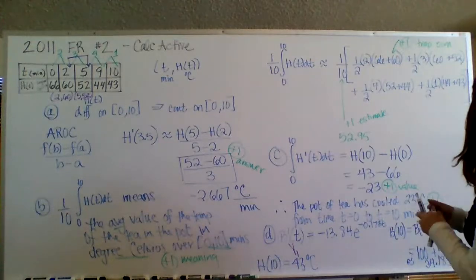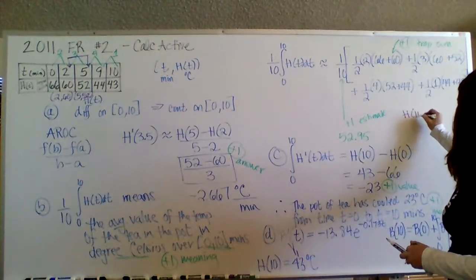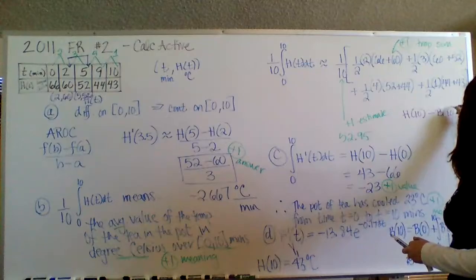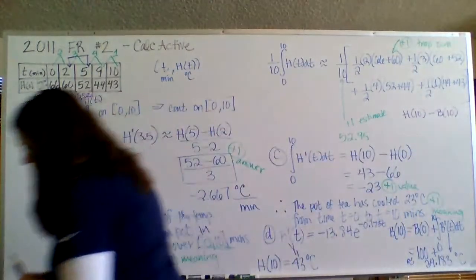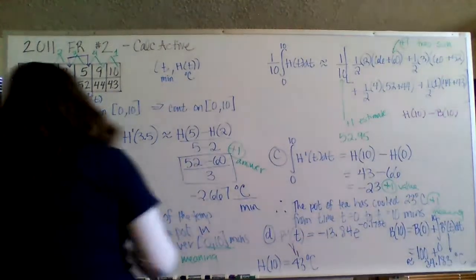So then wouldn't we just want to subtract these to see the difference between them? So we want to do H of 10 minus B of 10. We're going to subtract that again on our calculator. I think you get 8 point something, 8.817.